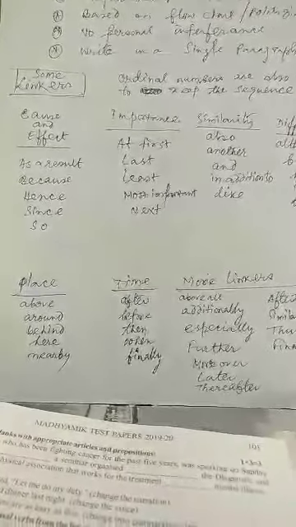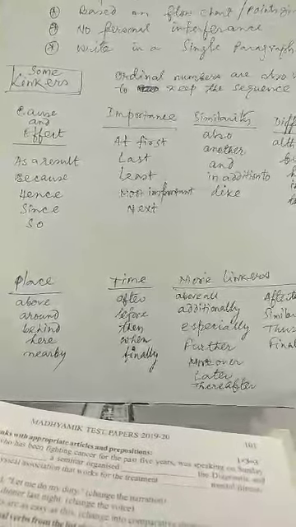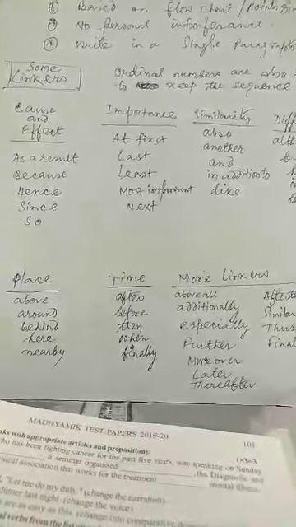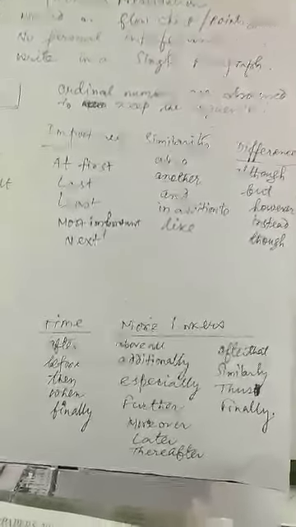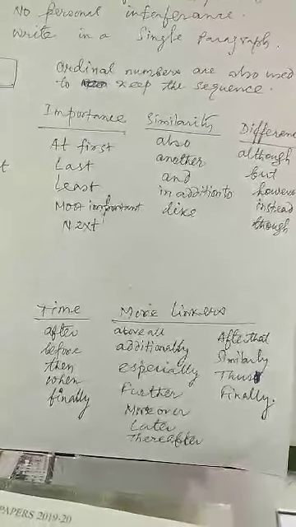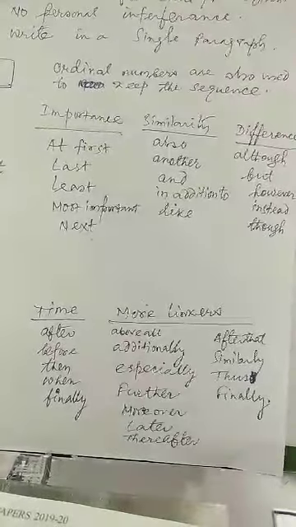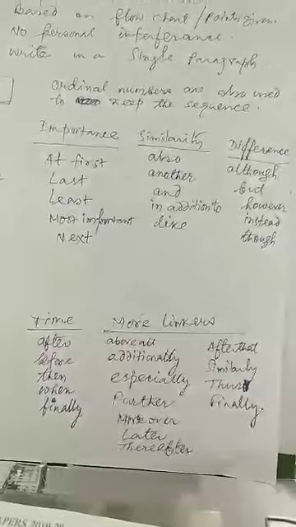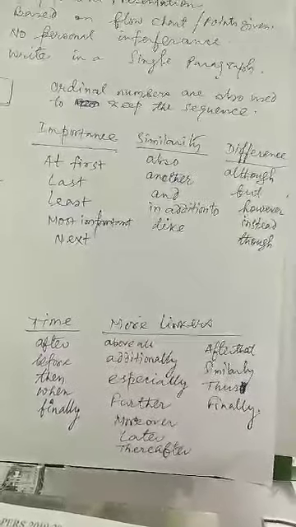Place: above, around, behind, here, nearby. Time: after, before, then, when, finally. More linkers like above all, additionally, especially, further, moreover, later, thereafter, after that, similarly, thus, finally, etc. are used to avoid repetition of the same linkers again and again.